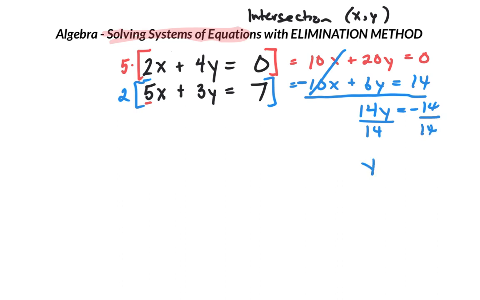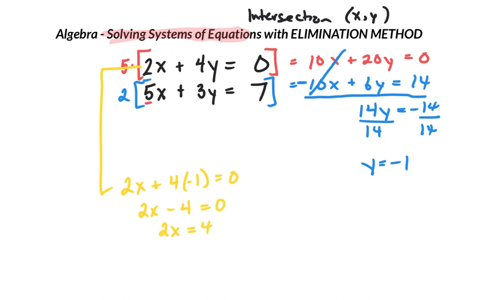Y is negative 1. Go back to an equation, say, all right, 2x plus 4 times negative 1 equals 0. Add 4 to both sides. Divide by 2. So my point, x is 2, y is negative 1.